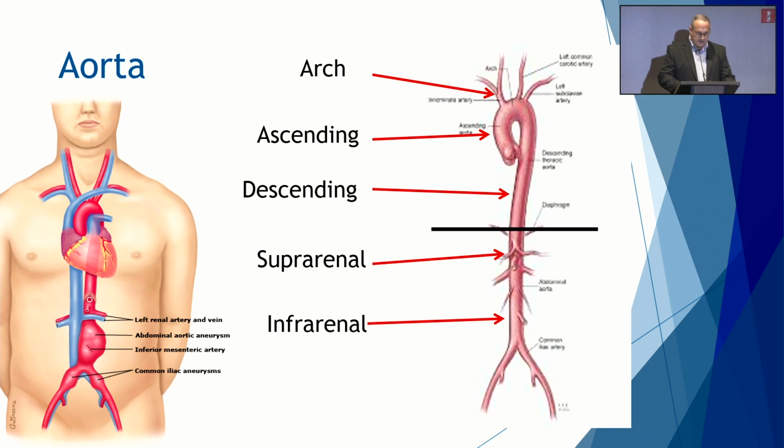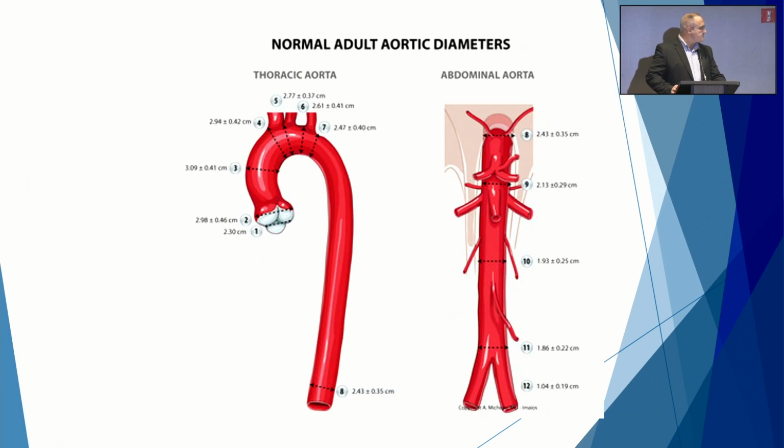So this is the length of the aorta. The aorta is separated into an ascending portion, an arch, a descending, and a suprarenal and infrarenal. Today we're mainly talking about the infrarenal abdominal aortic aneurysm. These are normal adult aortic diameters, and really these can vary amongst individuals. However, the main important point here is that the aorta is considered aneurysmal, essentially by the same definition of other aneurysms, which is 1.5 times the diameter of a normal vessel.